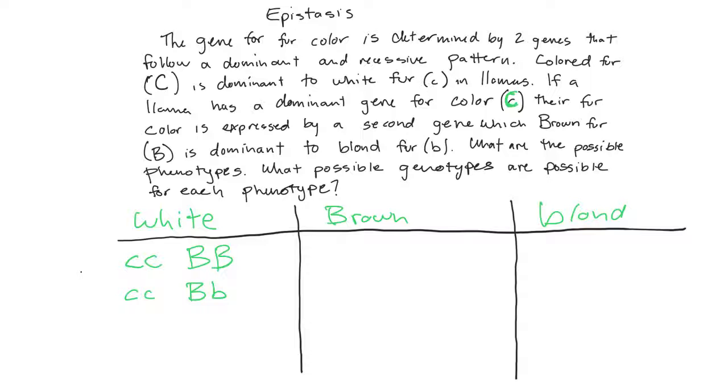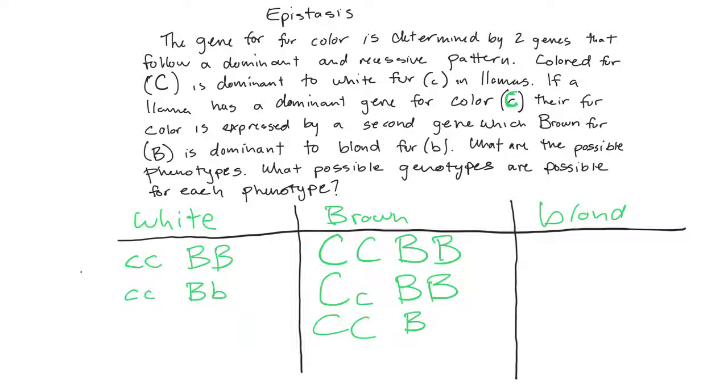All right, what are the possible combinations for brown? Okay, so the first condition is you have to have a big C. What's the second condition? A big B. All right, so there are different ways you can get there. All right, so those are 4 different combinations which will produce brown fur.